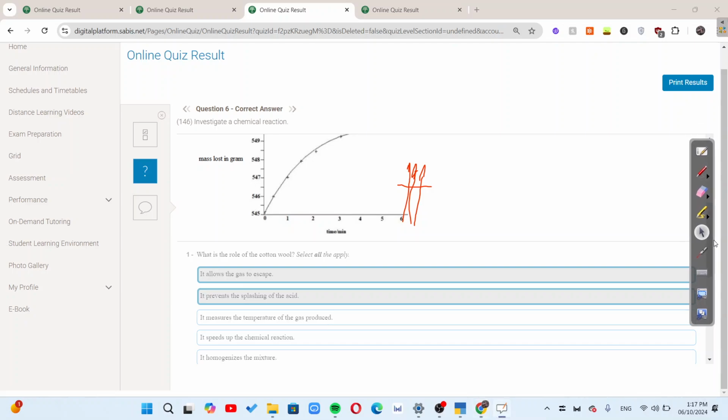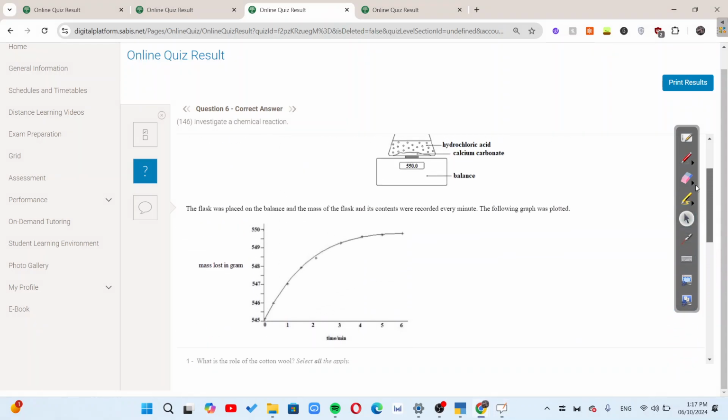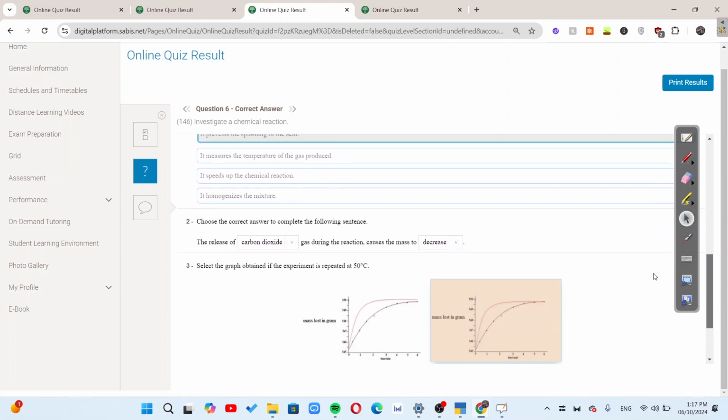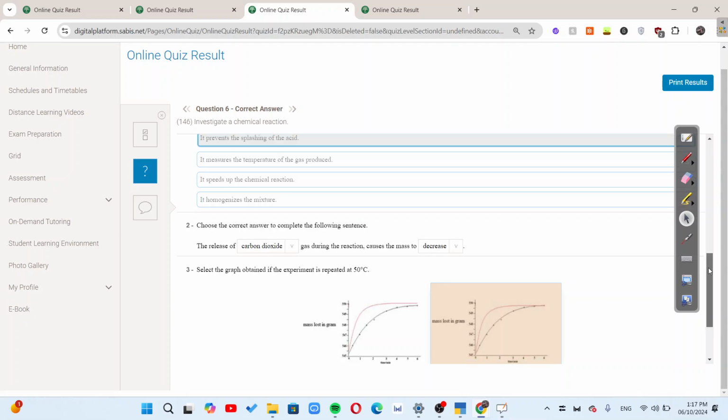Here's the part where you have to memorize. In this experiment, carbon dioxide is released. They don't tell you. You just need to know. How? Don't ask. This is memorization. It's really just memorization. There's no way of knowing. And it causes the mass to decrease because when it's escaping, the mass is going to decrease.